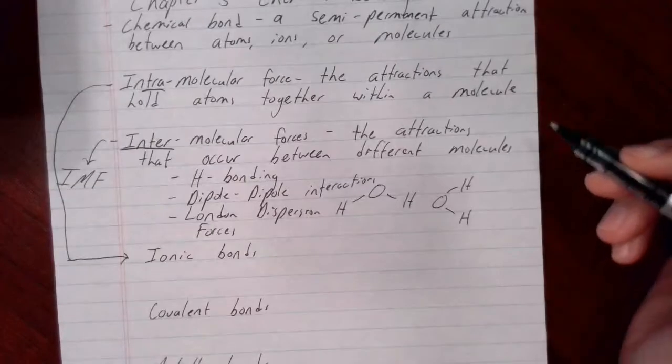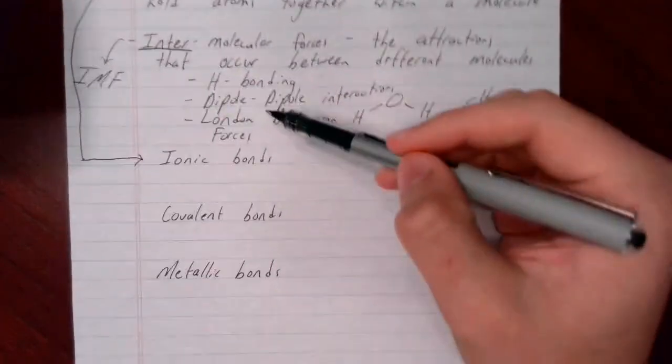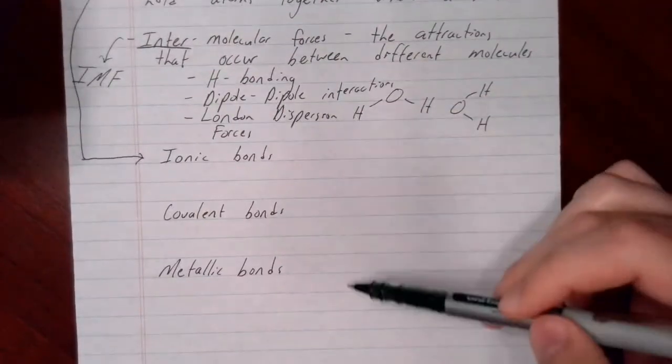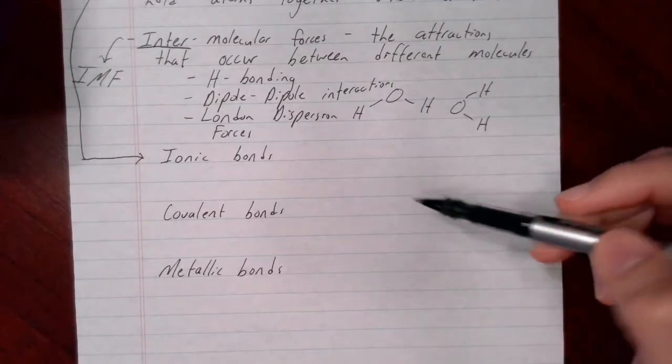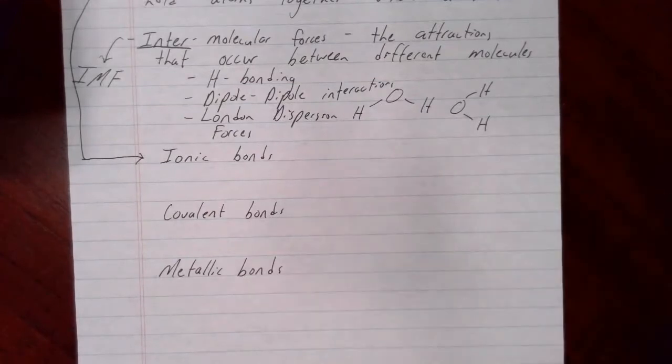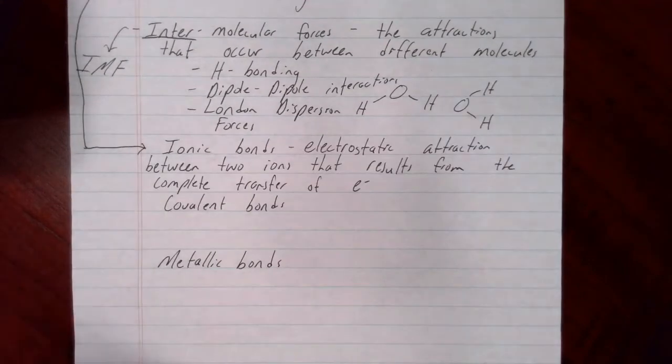So from this point forward, instead of referring to intramolecular forces, we will refer to the specific bond type that we see, the specific force that we encounter in a molecule. So let's go ahead and define each of these three bond types. Okay, so ionic bonds are the electrostatic attractions between two ions that result from the complete transfer of electrons.